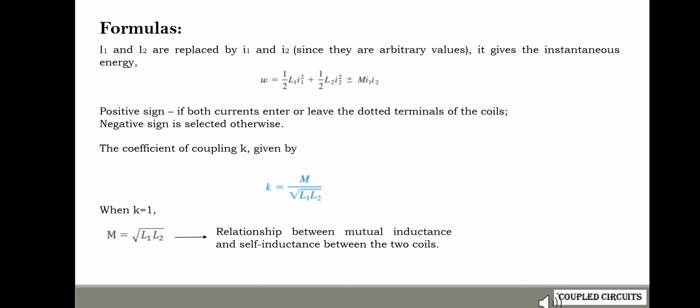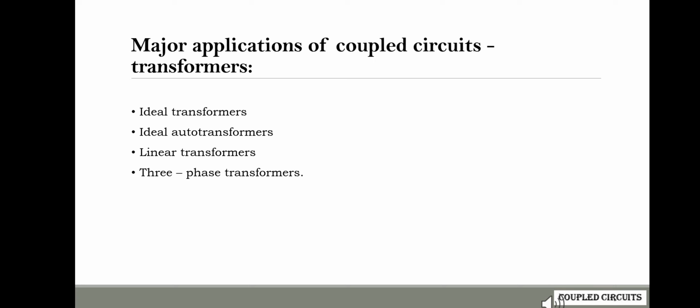Also, since capital I1 and capital I2 are arbitrary values, they may be replaced by small i1 and i2, which gives the instantaneous energy stored in the circuit. The general expression of energy for this equation is given. For this, the mutual energy is denoted by a plus or minus symbol. The positive sign is selected for the mutual term if both the currents enter or leave the dotted terminals of the coil. The negative sign is selected otherwise. Also, when k is equal to 1, that means when the circuit is magnetically tightly coupled, the relationship between mutual inductance and self-inductance of those two coils is also given.